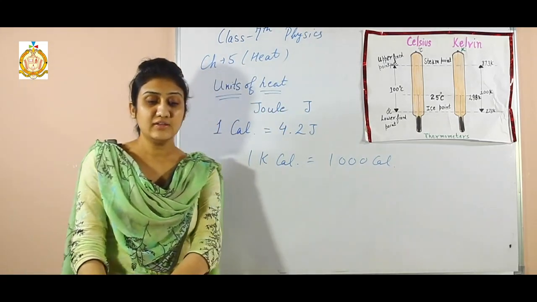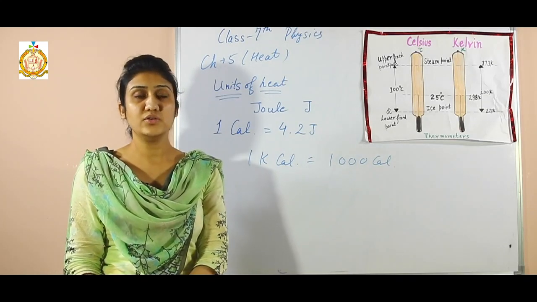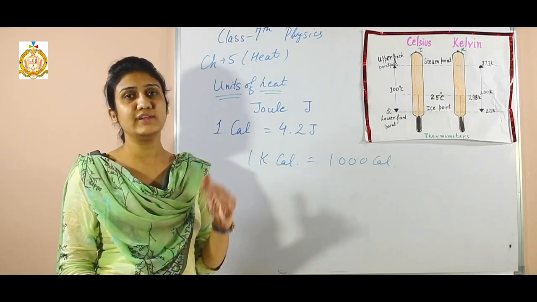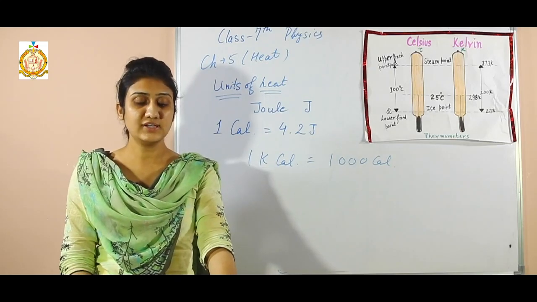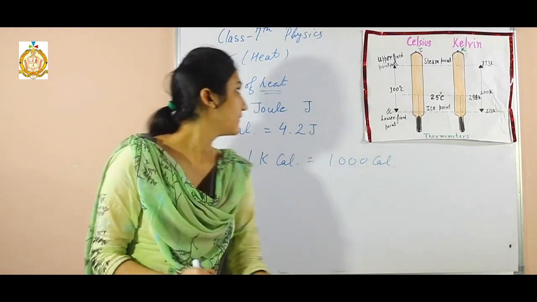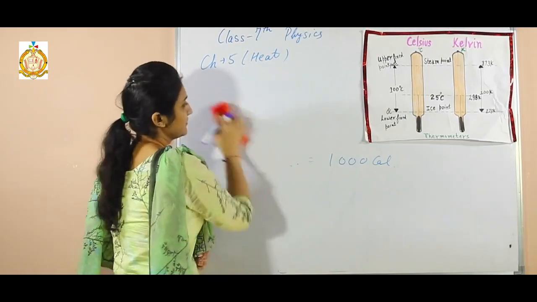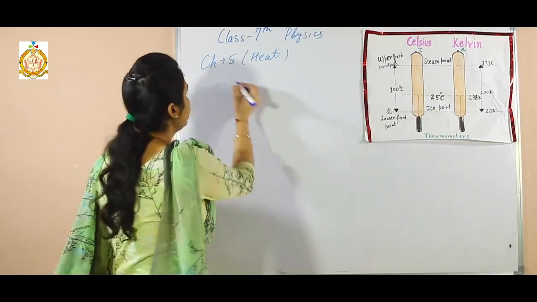We can define 1 calorie as the amount of heat energy used to raise the temperature of 1 gram of water through 1 degree Celsius. And now we shall discuss about the different scales of temperature. Temperature.